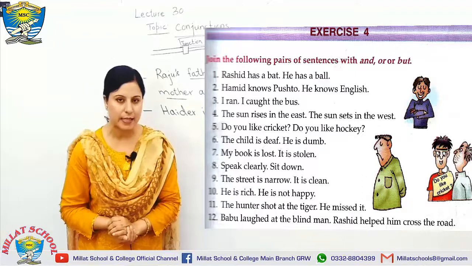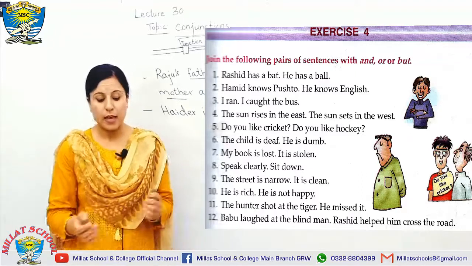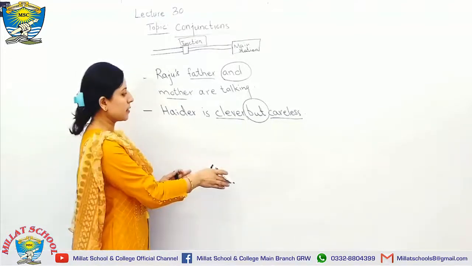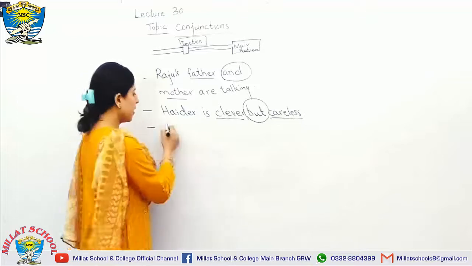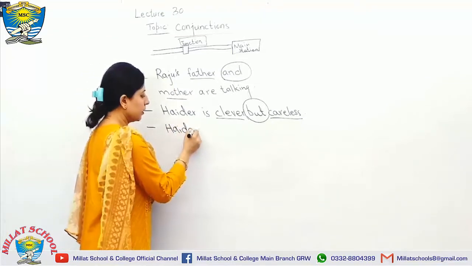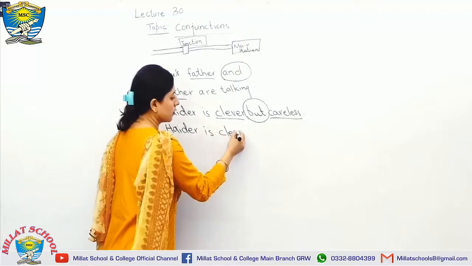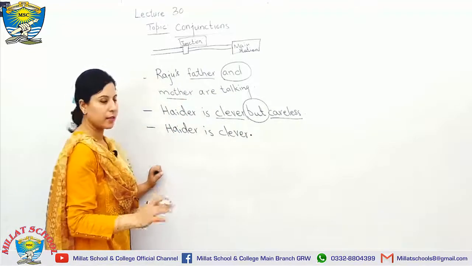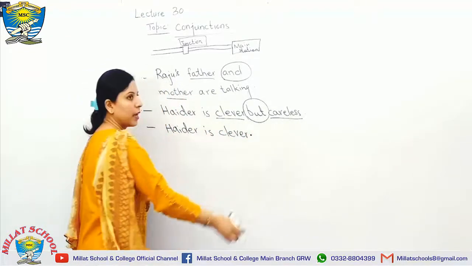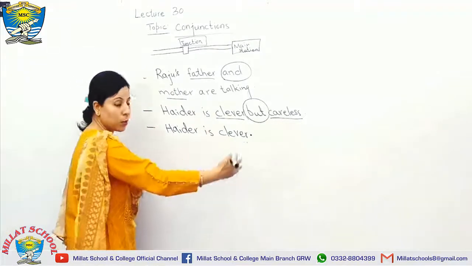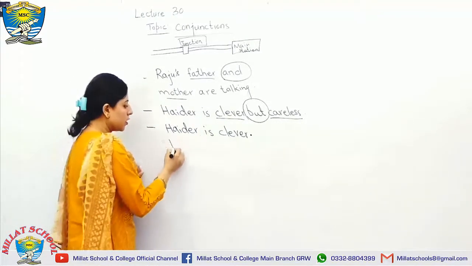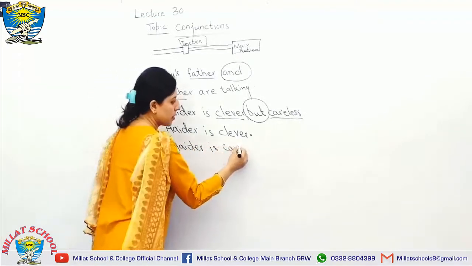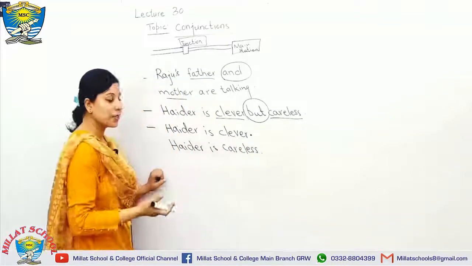Matching of the two sentences. How you can join the two sentences. Let's see one example here. If I want to divide the sentence that I have used as an example for you, it will be like this. Heather is clever. Got it? And I shall put a full stop here. I want to say another thing about her, another quality, that is careless. So I shall use Heather, or she is careless. I have divided it into two sentences.